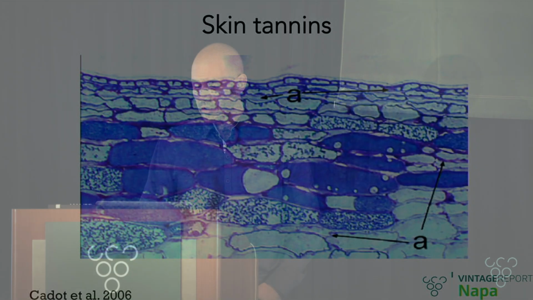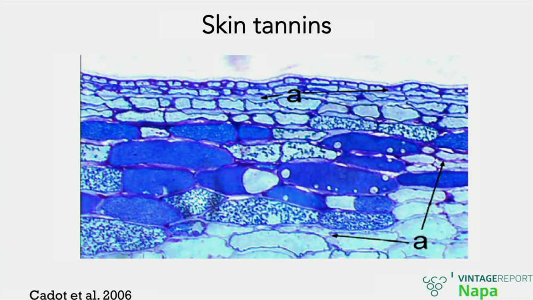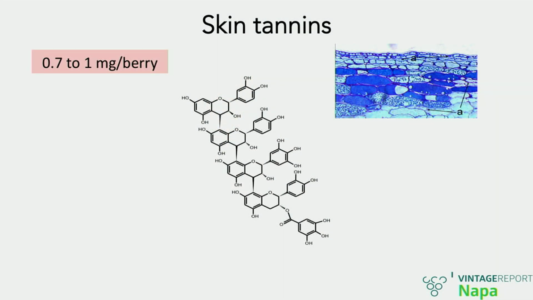Now, on the skins, we also have tannins. In this cross-section, everything that you see in blue are tannins. Some tannins are vacuolar compounds, compartmentalized in vacuoles. Some others are associated with cell walls. Now, the tannins on the skins are at very low concentrations. I mentioned seed tannins between 3 and 5 milligrams per berry. Skin tannins are between 0.5 and 1 milligram per berry. So in Cabernet Sauvignon at ripeness, Washington State, the ratio between seed and skin tannins is 5:1.